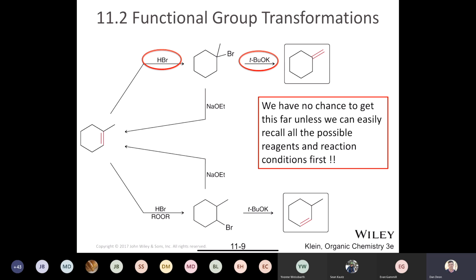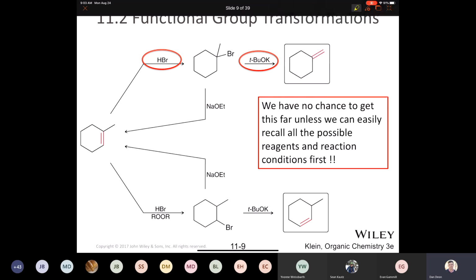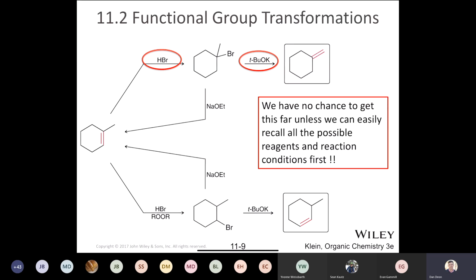Those are the ones that we looked at earlier. We also talked about anti-Markovnikov addition, things like that. Look, this isn't something that Mr. Deon wrote, okay? This is something written by David Klein himself. I borrowed this from the master, the author of our textbook. He says we have no chance to get this far unless we can easily recall all the possible reagents and reaction conditions first.